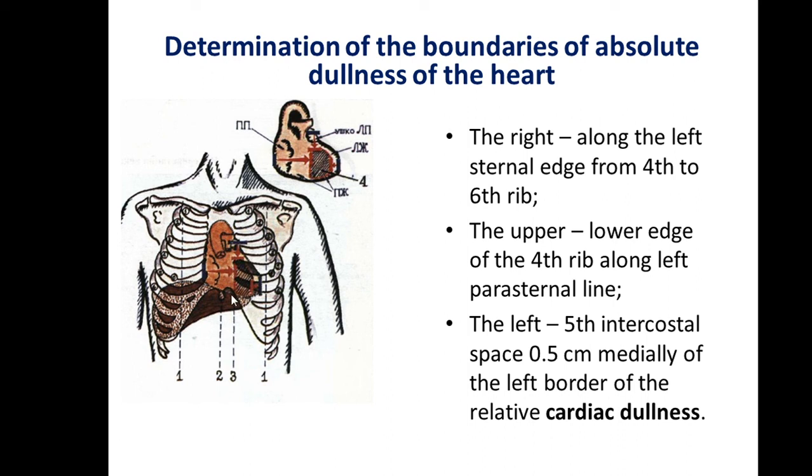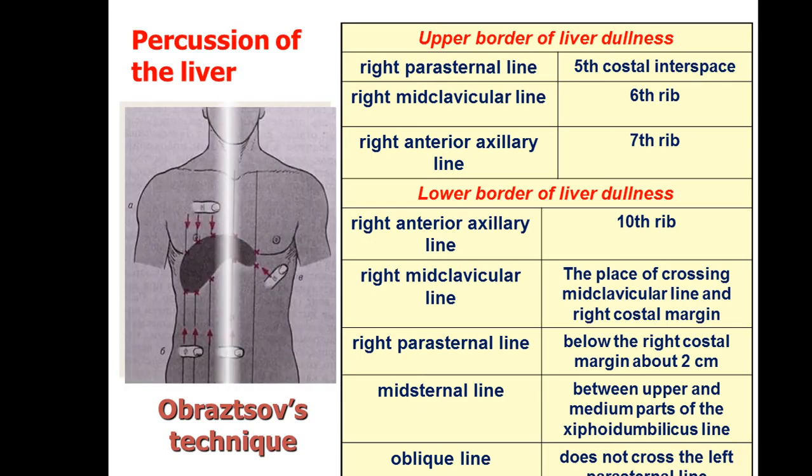Right side, you see on the left border of the sternum, and upper this 1 rib down from the relative cardiac dullness. Percussion of liver.